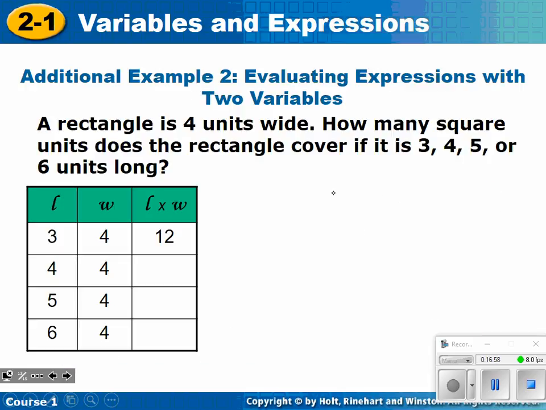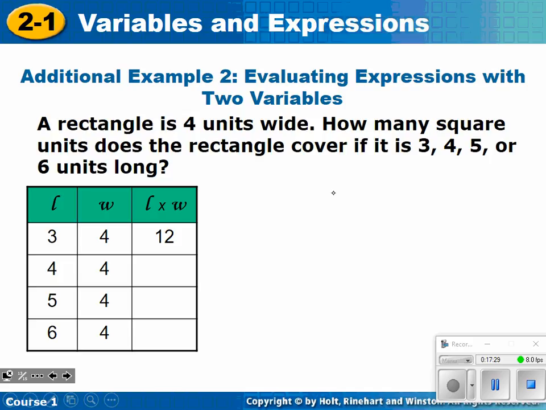It says a rectangle is 4 units wide. How many square units does the rectangle cover? If it is 3, 4, 5, or 6 units long, okay, you're going to have a problem that looks like this on your homework. Basically, make a chart. One column is length, one column is width, one column is length times width. The length is 3, 4, 5, and 6, and your width is 4, 4, 4, 4.